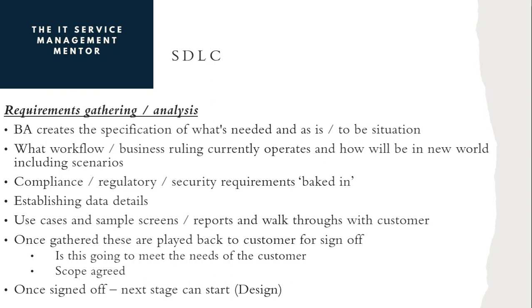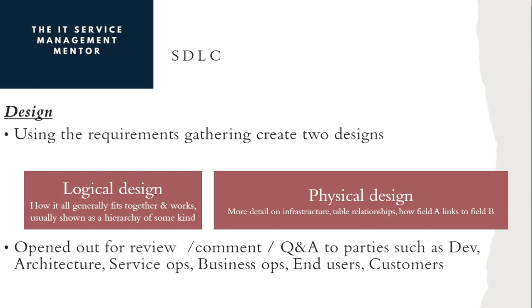Once you've gathered that information, these are played back to the customer for sign off. Is this going to meet the needs of the customer ultimately? And then you've got your scope, and you agree on that scope. Once signed off, you can then go on to the next stage. That's your designing stage. So there are two elements to this: you've got your logical design, and you've got your physical design.